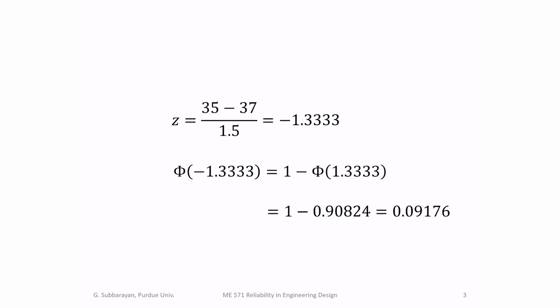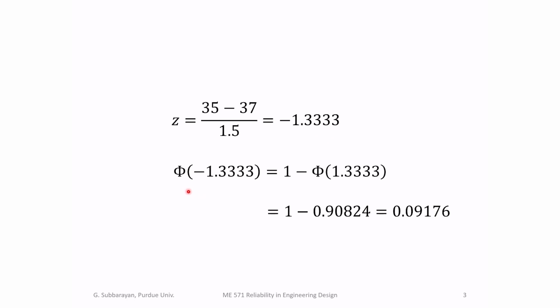So the way we would do this is we will first calculate my standard normal variable, z, corresponding to 35. That's how I would estimate the population below torque of 35 Newton meter. The mean value is 37, standard deviation is 1.5. That gives me a z value of negative 1.33.